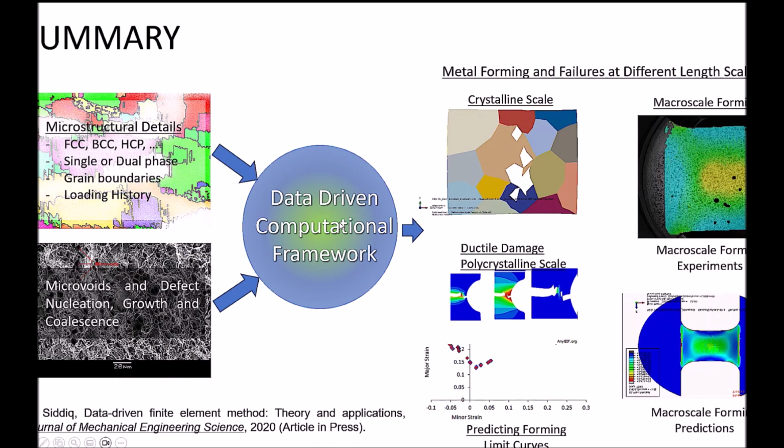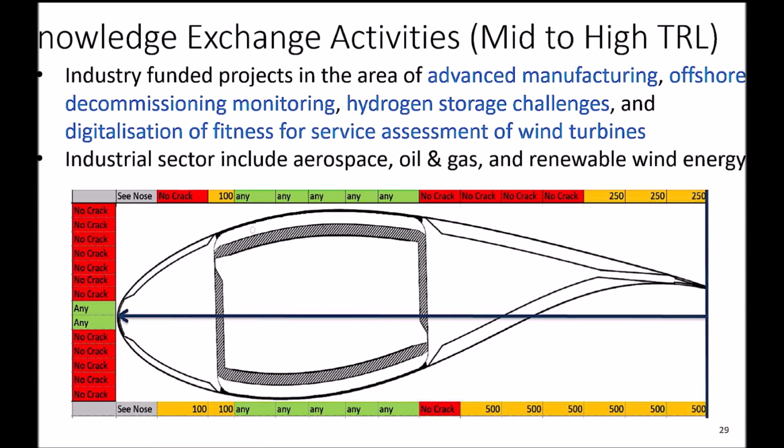As an example. Other than that, this might not be very relevant to you, but we do a lot of knowledge exchange activities. When we say knowledge exchange, we do a lot of work locally and also internationally. We call that mid to high TRL work. What we are trying to do is bring our research from fundamental concepts to an applied level, so that industry can really use it. This is what knowledge exchange activity is all about.